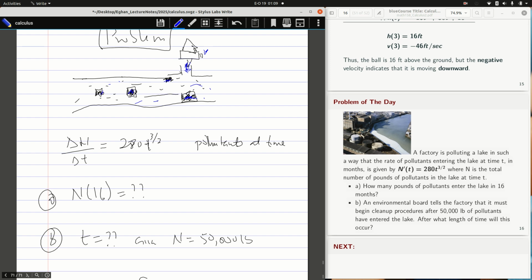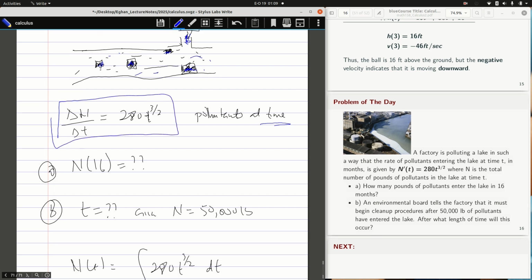But we are being given the small change in pollutant at any given time t by this equation, 280 t to the power 3 on 2. The question is, how many pounds of pollutants enter the lake in 60 months? As I say, we are looking at time in months. After 16 months, what do you think will happen? Do we have a decline in pollutant or an increase in pollutant?